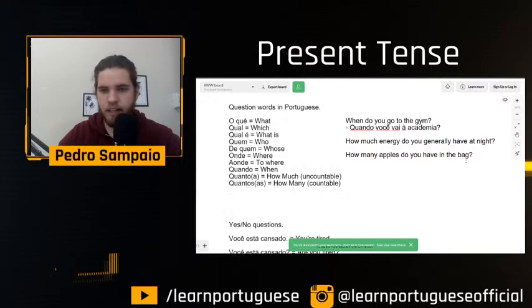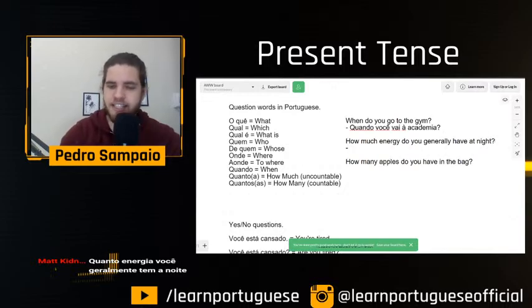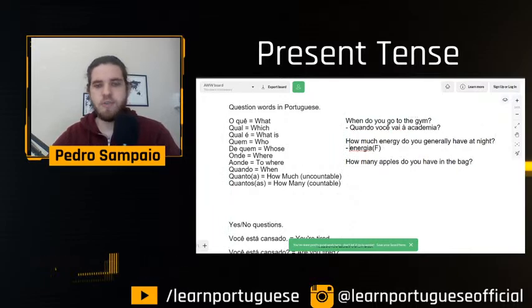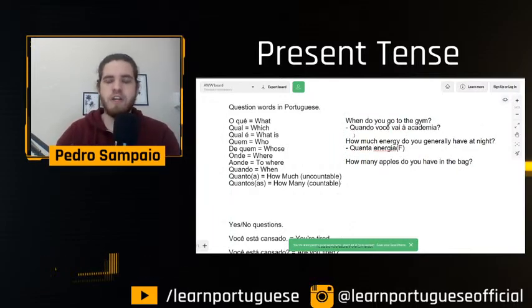The second one's a bit long, so I don't know if you guys will be able to pull it off. Quanta energia você geralmente tem à noite, Matt? Perfect. There's just one little detail. Energia is a feminine noun. So as I said here, quanto can also be quanta. In this case, we need to use quanta. So, quanta energia você geralmente tem à noite?